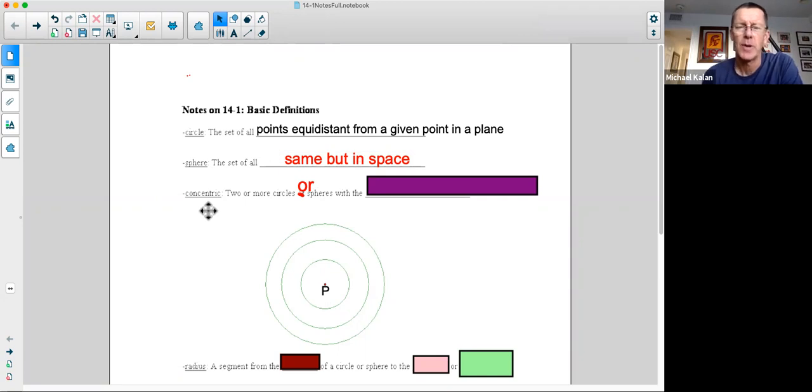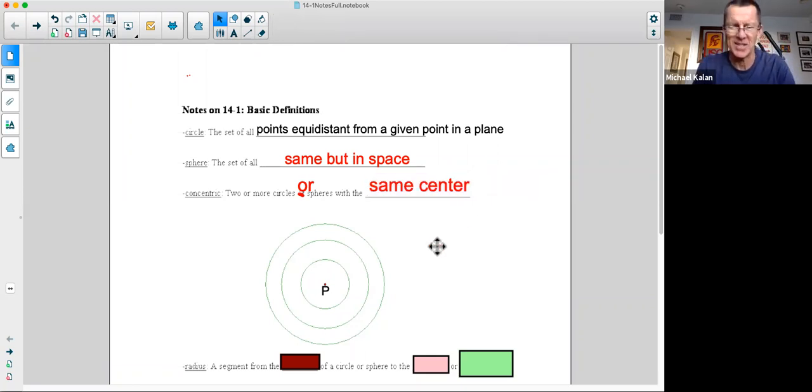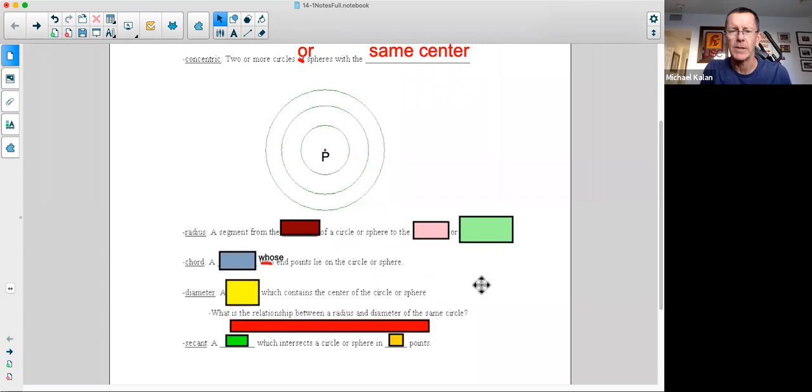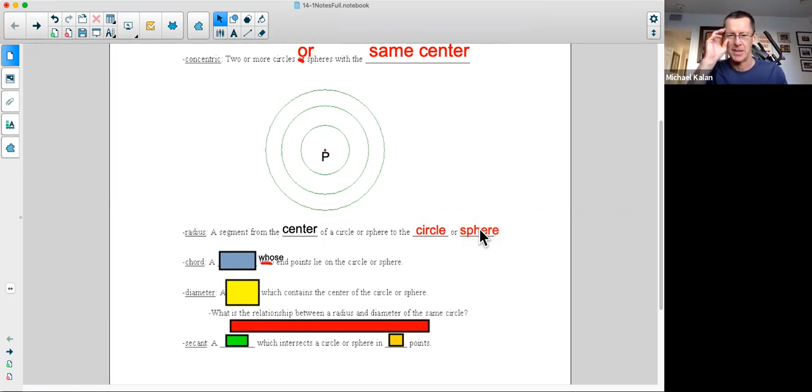Concentric circles or spheres are two or more circles or spheres with the same center. Yes, same center. So all these circles have the same center P. Okay, what's the radius? It's a segment from the center of a circle or sphere to the circle or the sphere.